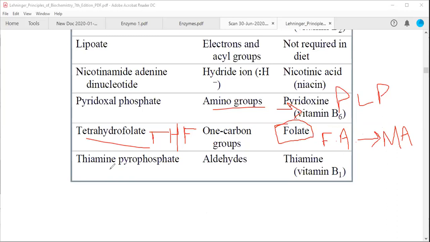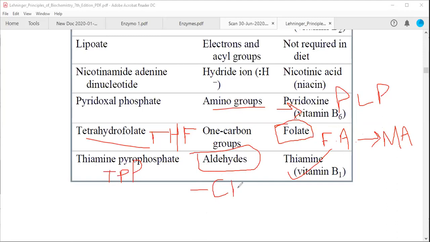Then there is another coenzyme that is called thiamine pyrophosphate. This is vitamin B1, thiamine pyrophosphate. So we need thiamine in our diet, that is vitamin B1, and it will be converted into a coenzyme that is thiamine pyrophosphate, and this is required to transfer the aldehyde groups.